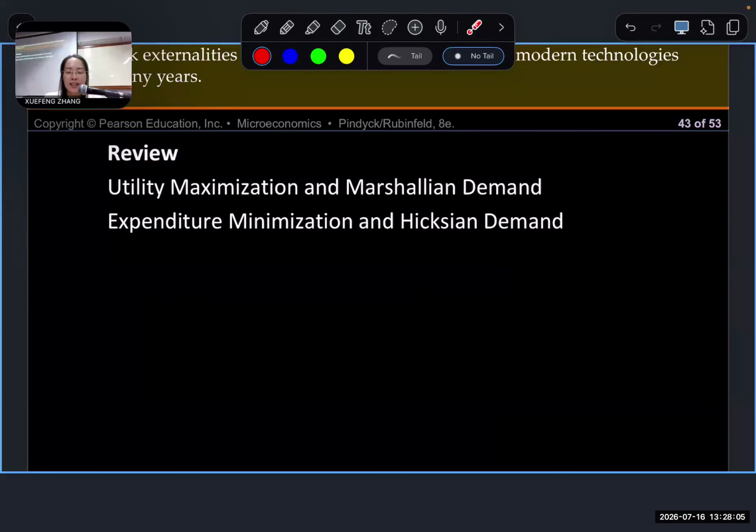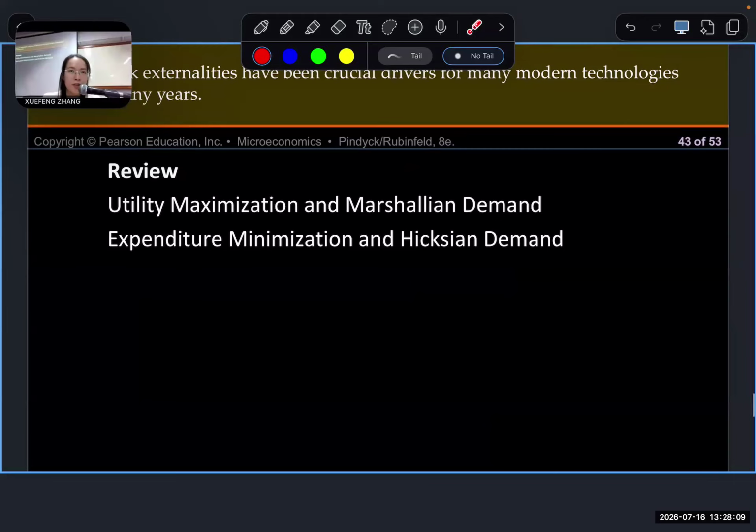Okay, guys, let's do a quick review about chapters 3 and 4. Here, two big problems in consumer theory, right? Utility maximization and Marshallian demand. Expenditure minimization and Hicksian demand. What is the difference?